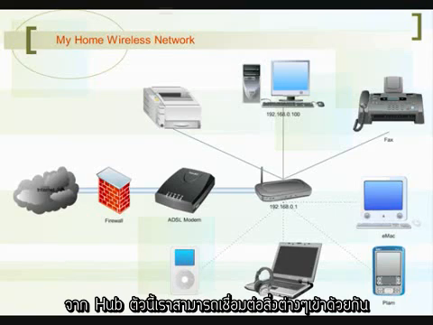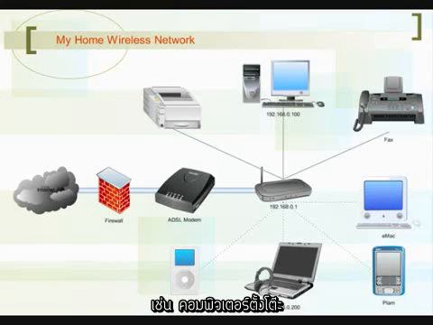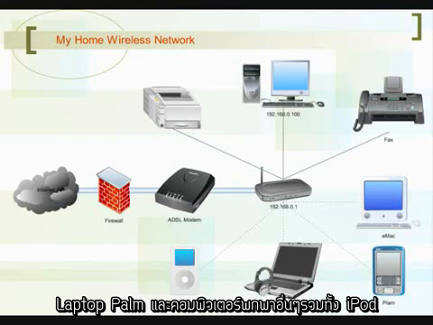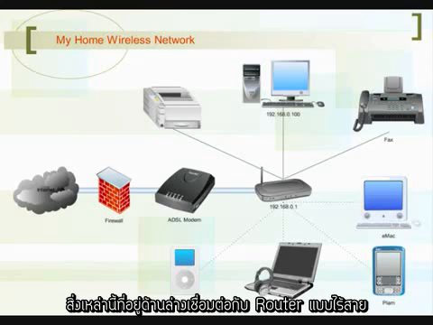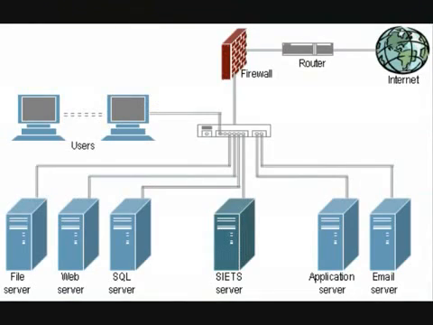From this hub, you see that we can connect a variety of different things. For instance, the main home computer, the printer, a fax machine, a laptop, a Palm, another laptop, even an iPod. All of these things on the bottom here are connected wirelessly to the router.